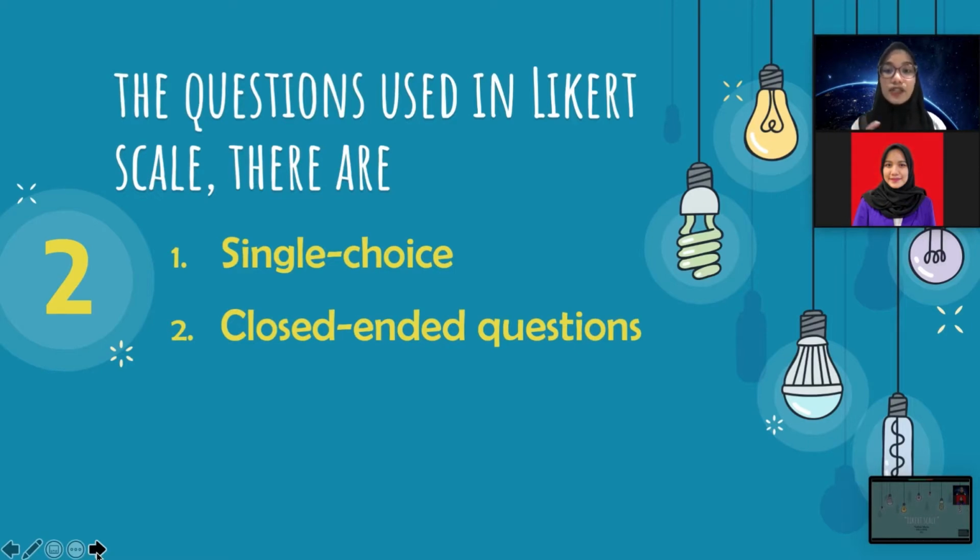And the second is the question used in Likert scale. There are single choice and close-ended questions. Single choice means if you want to give a statement, you must remember that the student only chooses one answer to each item. So in one statement, there is no double verb or different topic. And the second is the close-ended question, which is the question in the form of a statement. So in the Likert scale, the question uses a statement.